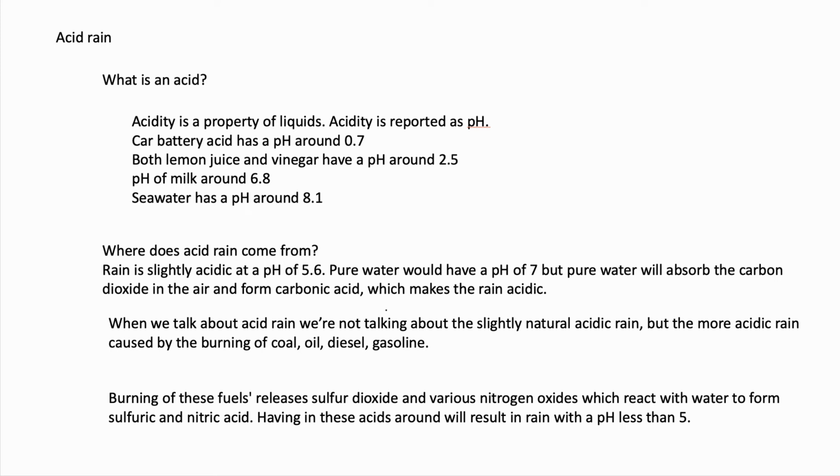And remember, CO2, carbon dioxide, reacted with the water in the air to form carbonic acid. Then we have these sulfur dioxide and nitrogen oxides reacting with the water in the air and forming sulfuric and nitric acid. And these are much stronger acids, with lower pH. So rainwater will have a pH of less than 5 if it's acid rain, okay?